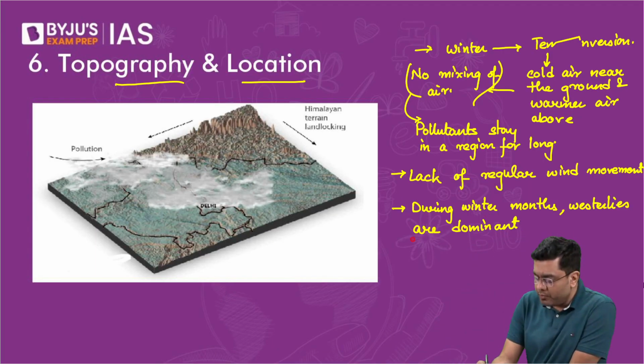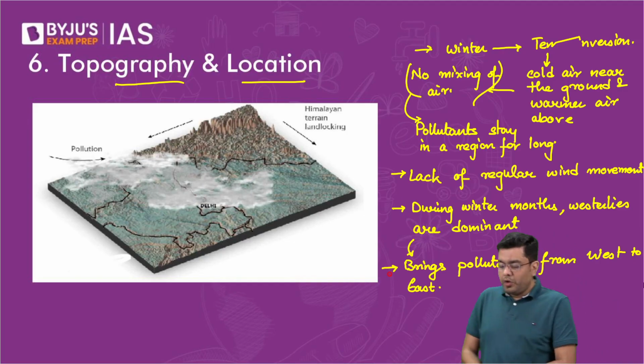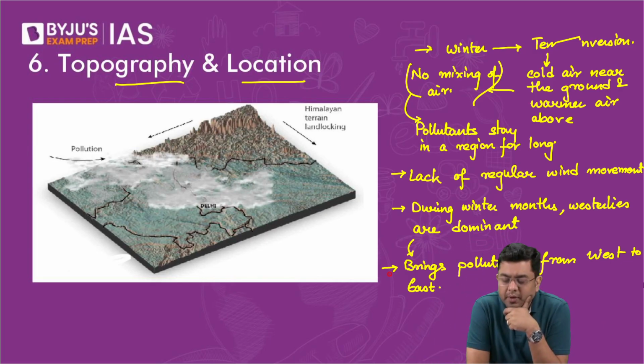So this brings pollutants from west to east. Okay, they bring the pollutants from west to east. So that is the case where the topography basically, in a way, concentrates all the pollutants in the northern part, because this is the region where the winds cannot blow beyond the Himalayas. So it is not as if the pollutants will be carried further.